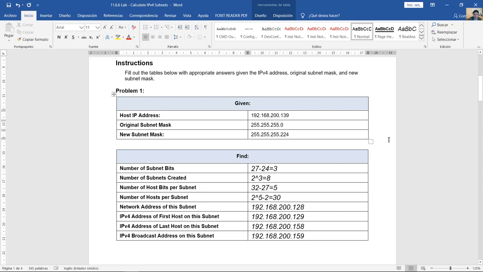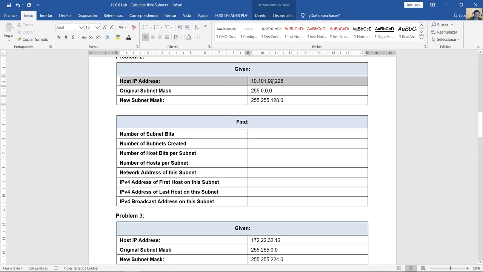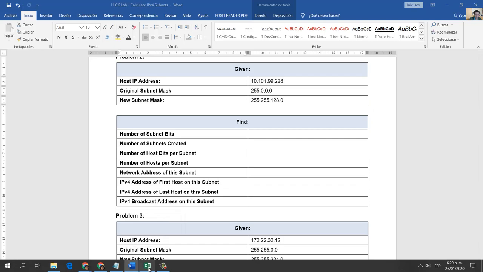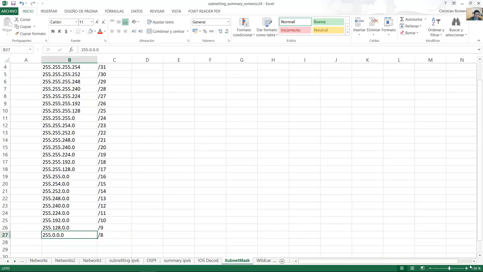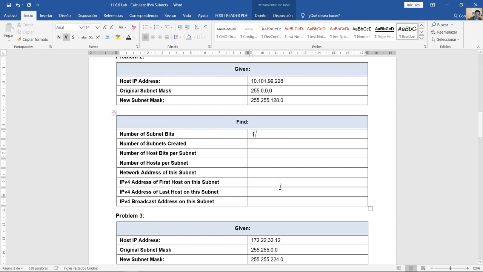Problem number two. Host IP address, original subnet mask 255.0.0.0, and new subnet mask 255.255.128.0. So this is the original subnet mask, 255.0.0.0 prefix 8, and the new subnet mask is this, 255.255.128.0, that represents prefix 17. So make the operation 17 minus 8. 17 minus 8 is equal to 9.